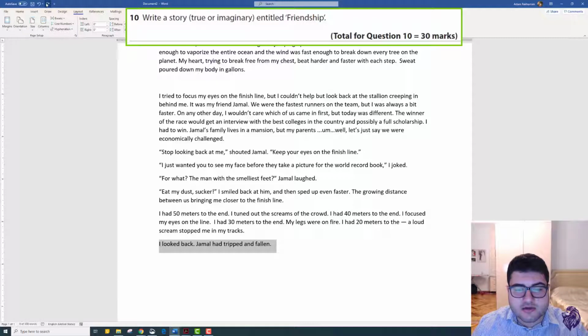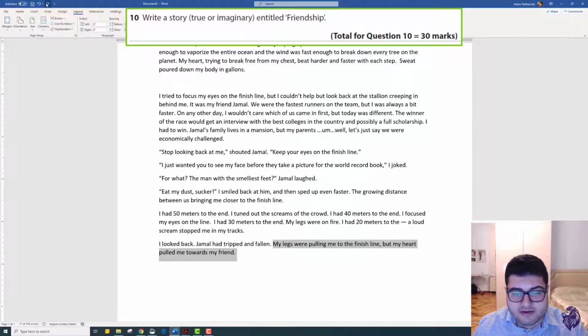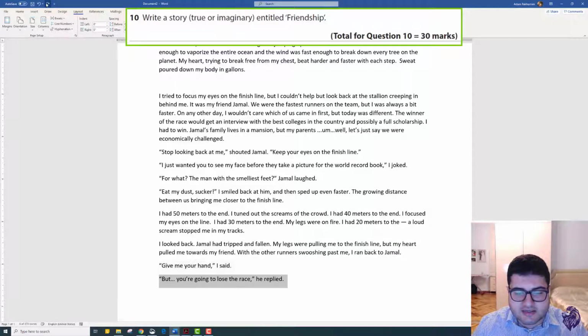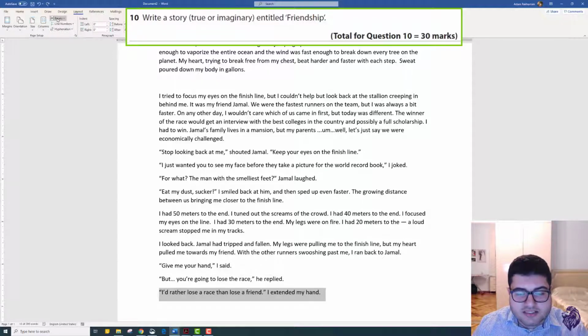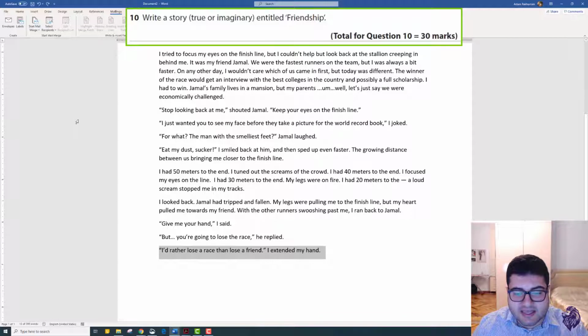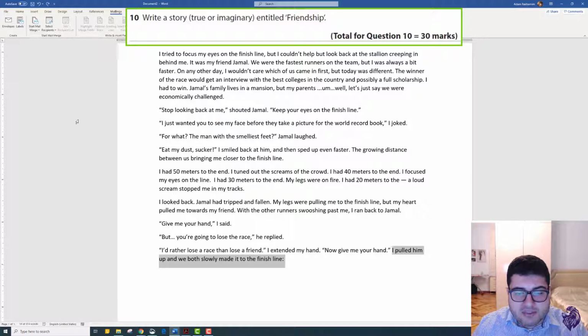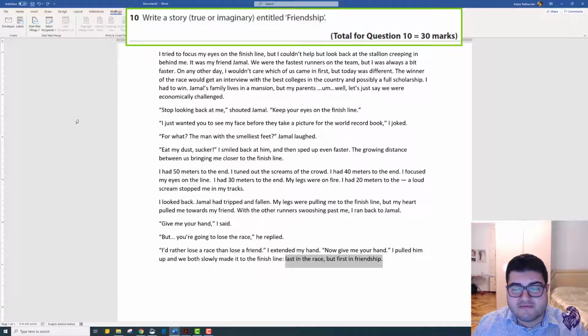I looked back. Jamal had tripped and fallen. My legs were pulling me to the finish line, but my heart pulled me towards my friend. With the other runners swooshing past me, I ran back to Jamal. Give me your hand, I said. But you're going to lose the race, he replied. I'd rather lose a race than lose a friend. I extended my hand. Now give me your hand. I pulled him up and we both slowly made it to the finish line. Last in the race, but first in friendship.